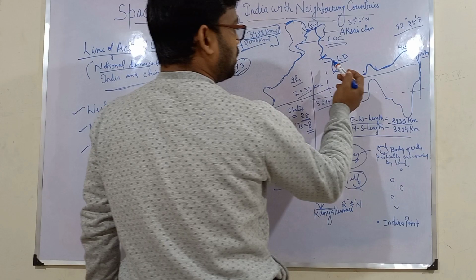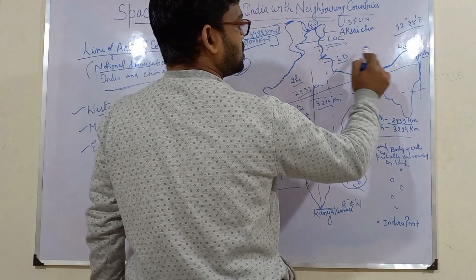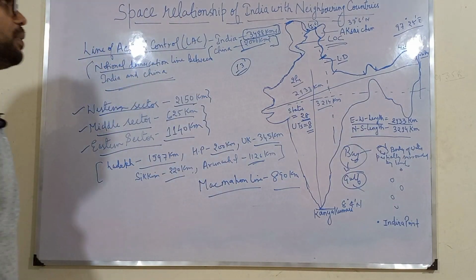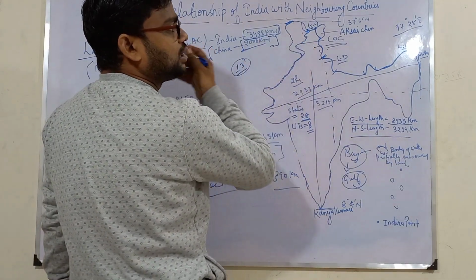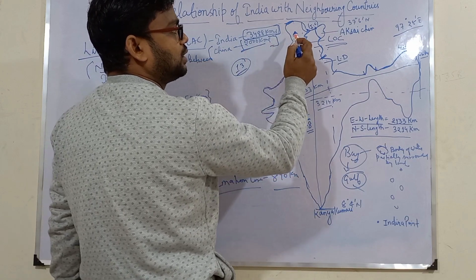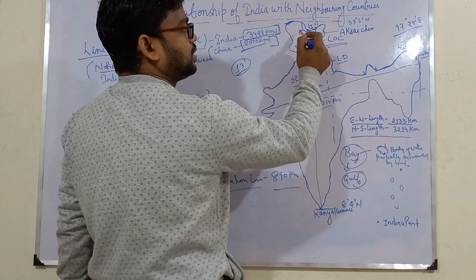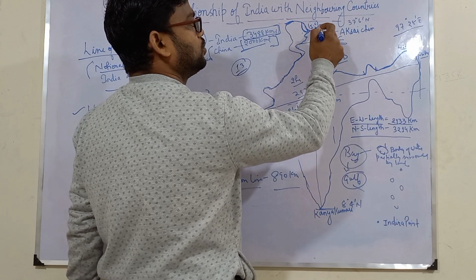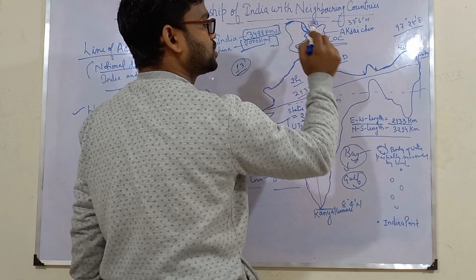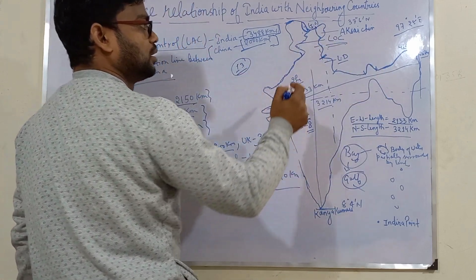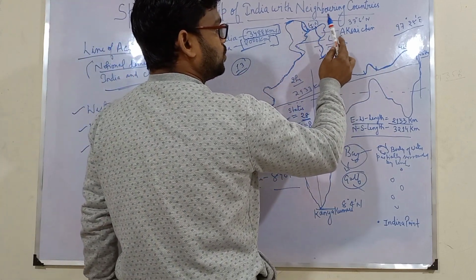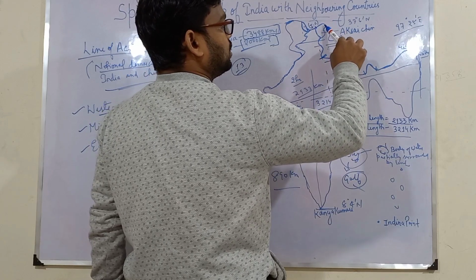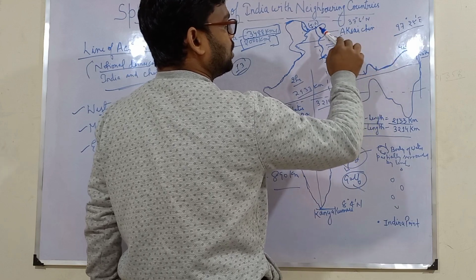This maximum number of disputes is in this region, the western region, then we have the eastern region. So what happened is that when Pakistan occupied this portion of Kashmir, it transferred this portion of Kashmir to China, and currently this portion is under China's administration. Also, during the 1962 war with China, China occupied this portion of India, and this is known as Aksai Chin.